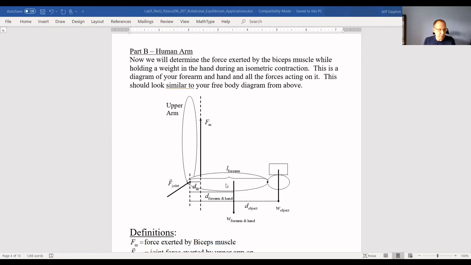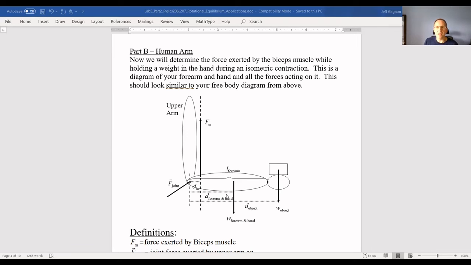And basically what I did was I used information from cadavers. So I can figure out the mass of the forearm and hand as a percentage of the total body weight, or the weight of the forearm and hand as a percentage of the total body weight. Or I can figure out the moment arm of the forearm and hand as a percentage of the length of the forearm. So I can maybe measure the length of the forearm from the elbow to the wrist. And then using cadaver data, I will know the percentage where the center of mass is going to lie. So I can get the moment arm for the forearm and hand.